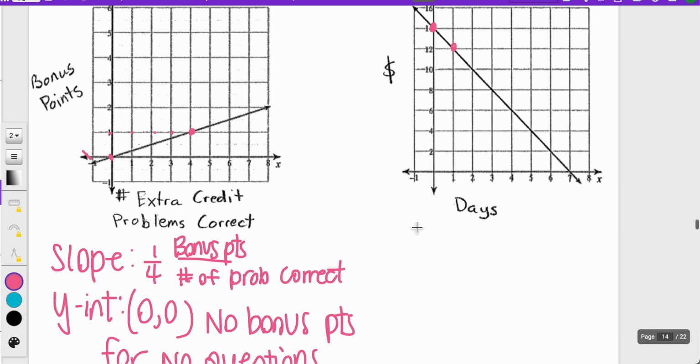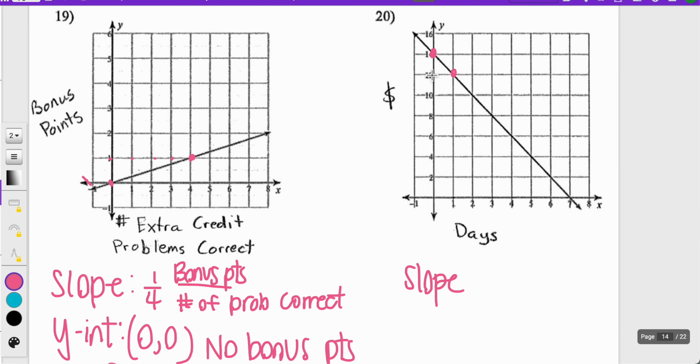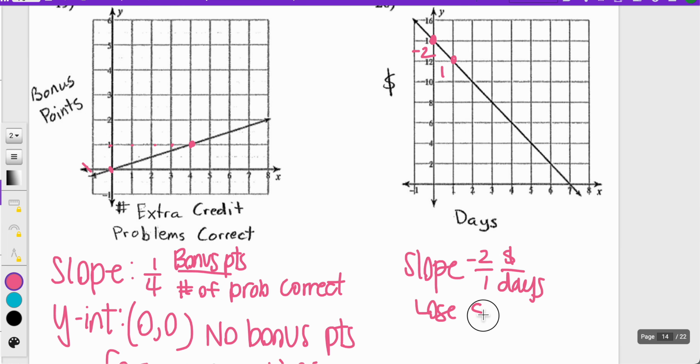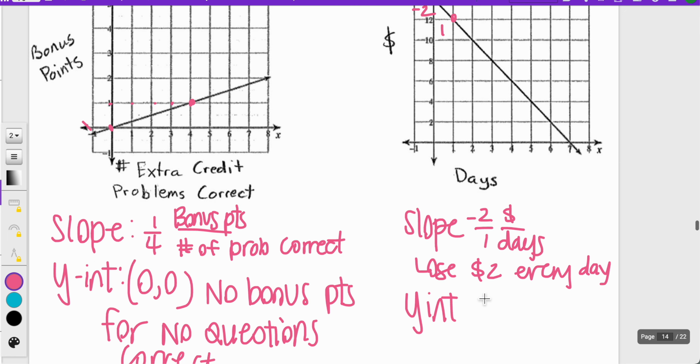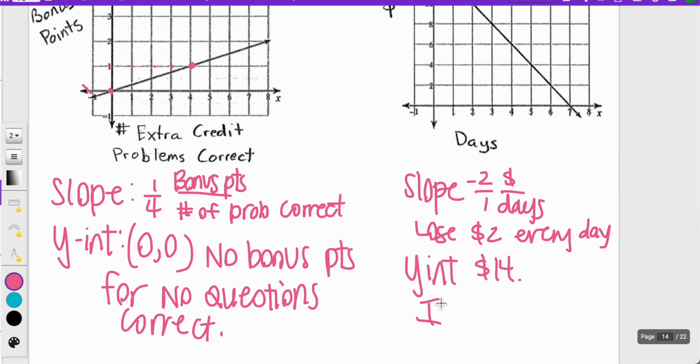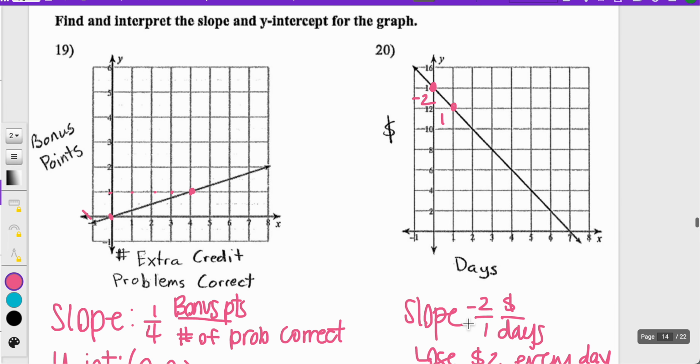I'm seeing my slope. It looks like I go down 1 over 1, but if you pay attention, this is 14 to 12, so this is down 2 and then over 1. So negative 2 over 1 represents dollars over days, okay? So I'm losing $2 every day, okay? My y-intercept starts at $14, so I started with $14, okay? That's all it really wanted to ask you to do for finding and interpreting slope and y-intercept of the graph.